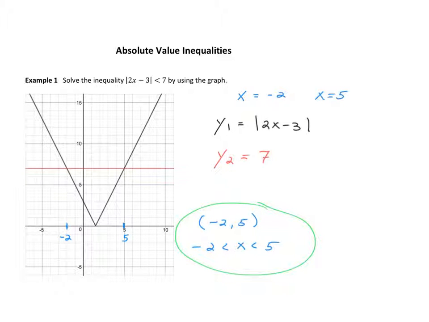But just to complete this, what if you picked something that was bigger than 5? Well, here's the absolute value of 2x minus 3. Here is the graph of 7, and notice that here again we have the absolute value is above this graph here. The answer on the x-axis are all the x's between negative 2 and 5, and that's why this is my answer.